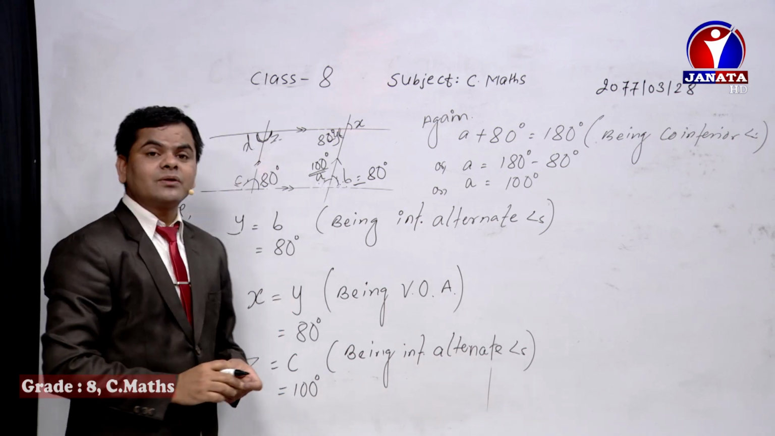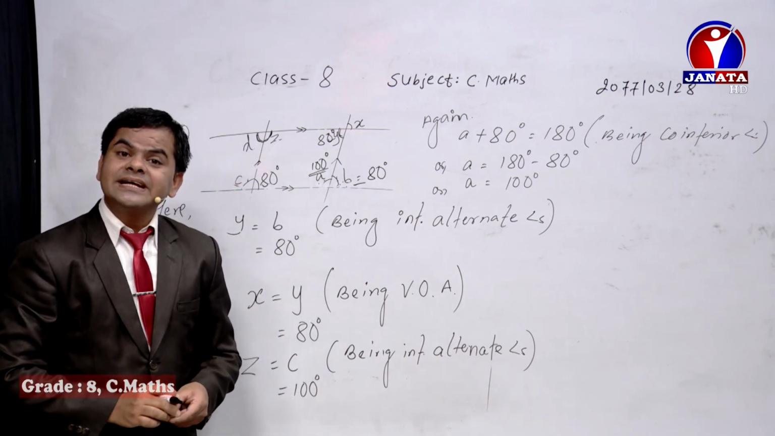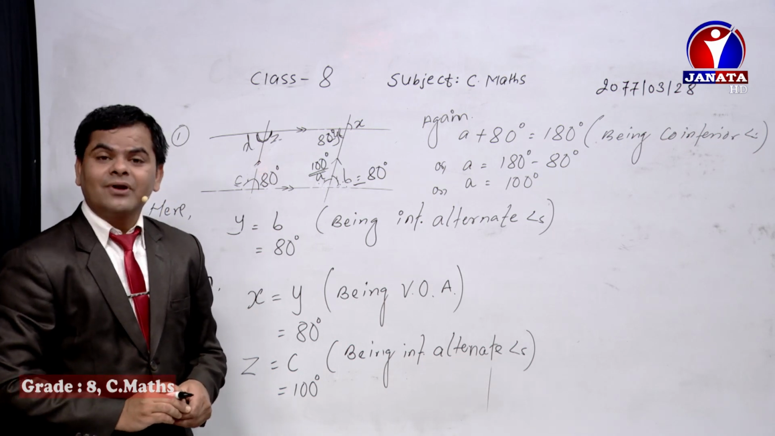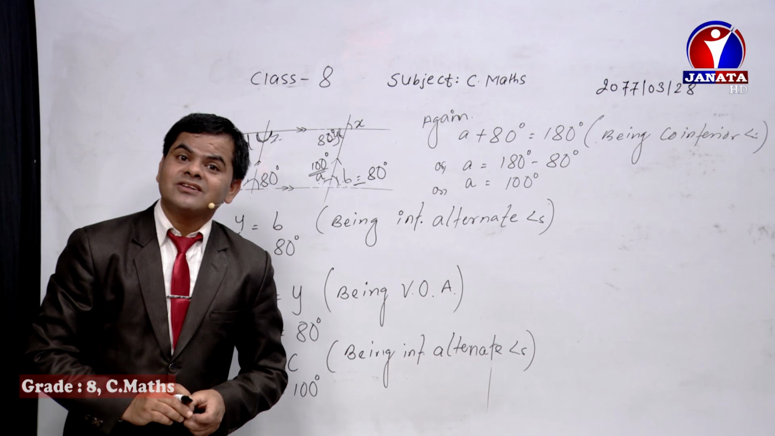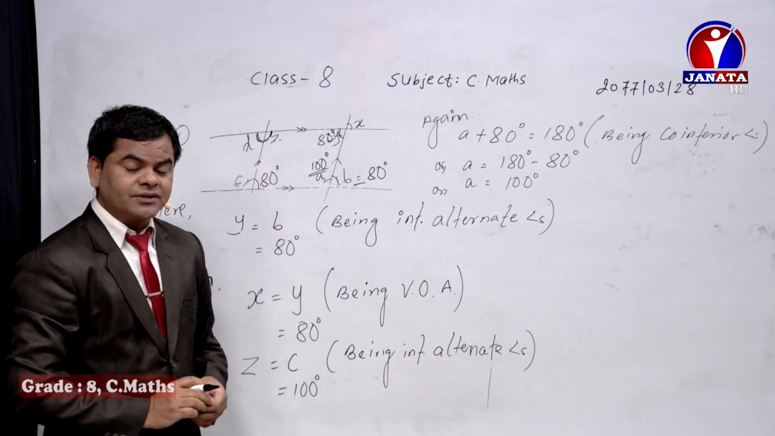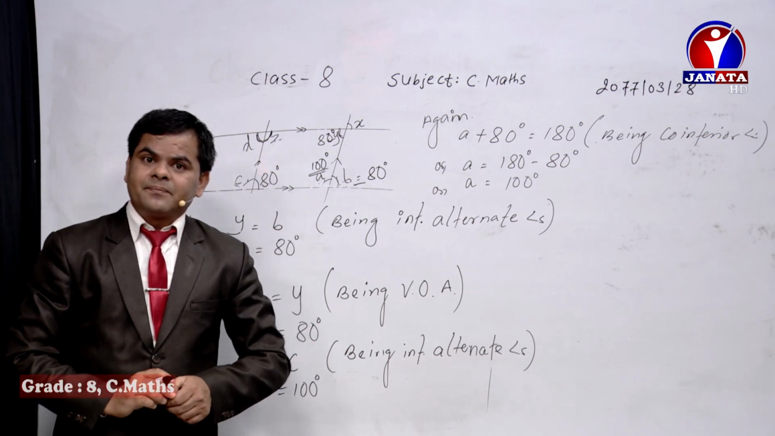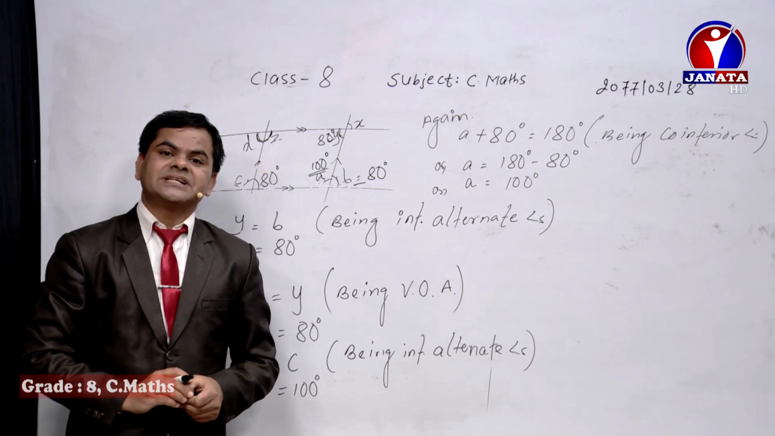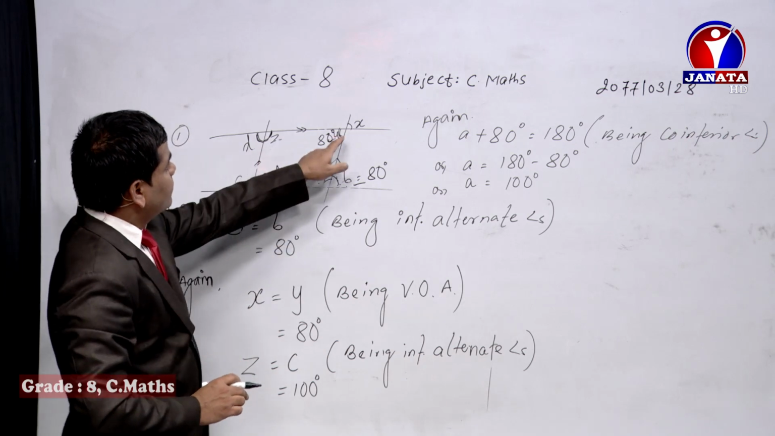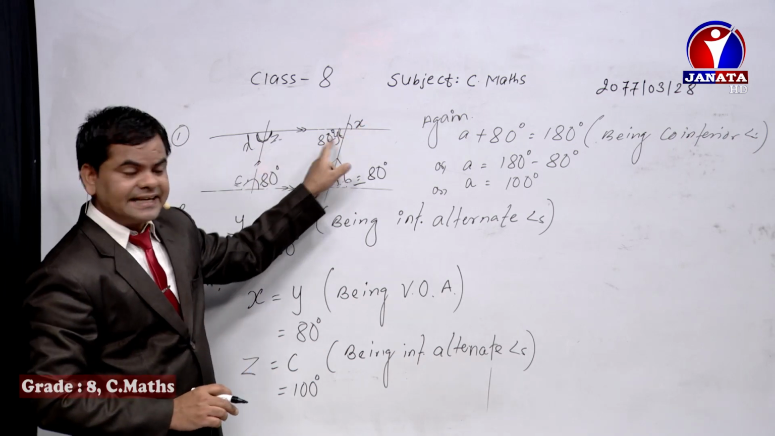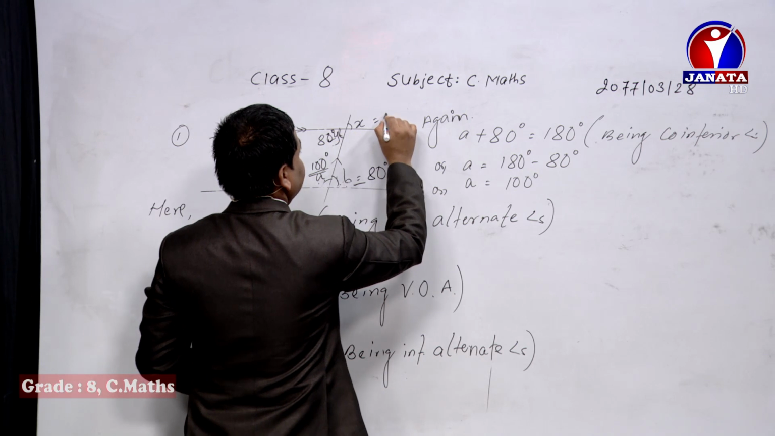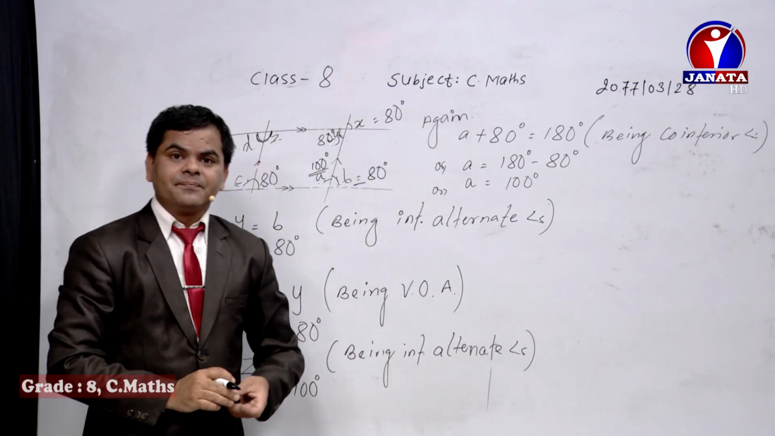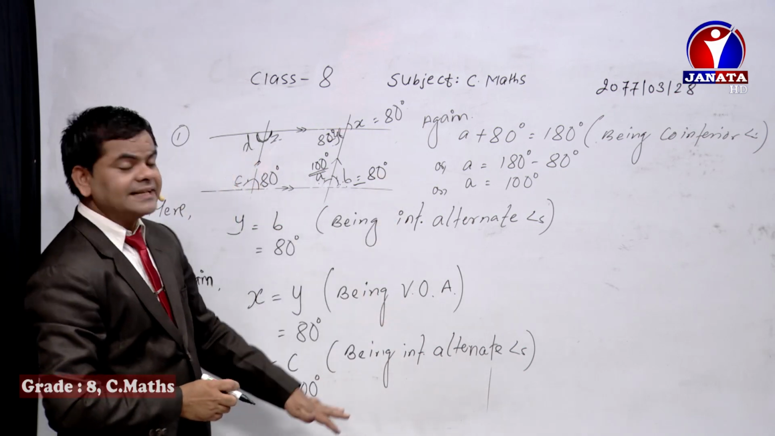Now in order to find the value of X, they are vertically opposite angles, isn't it? And we have learned that vertically opposite angles are always equal to each other. That's the property of vertically opposite angles. So X also equals 80 degrees. Now you can write here 80 degrees. First of all, find the values in this way, and later on you can present them in the copies as well.